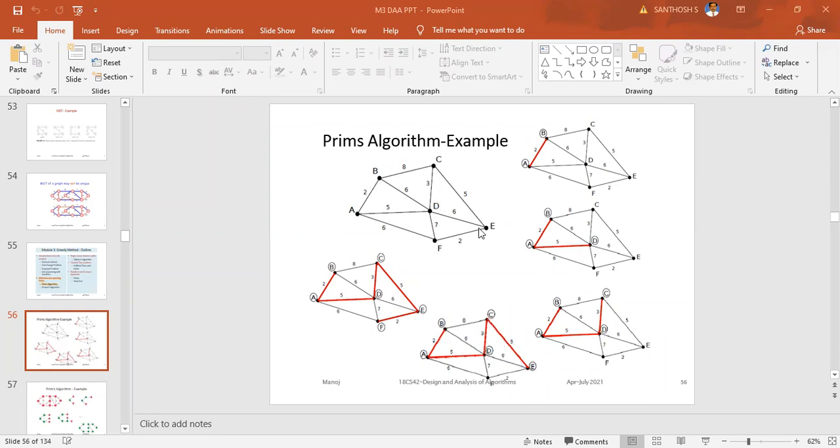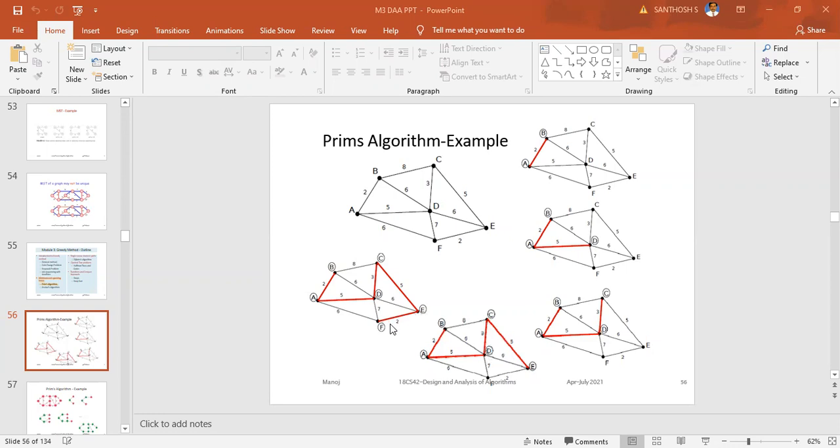Understood? Now you are at E. From E to F it is 2, from E to D it is 6, from E to C it is 5. But 5 is already considered. So 2 and 6 remain. Which is the minimum one? It is 2. So you are giving E to F.